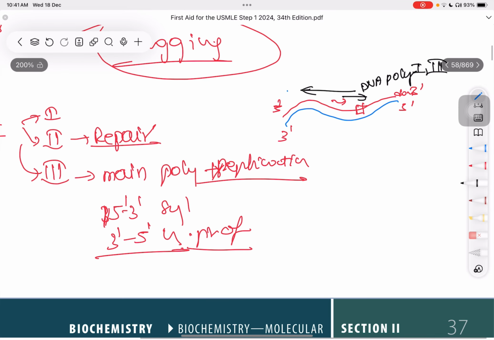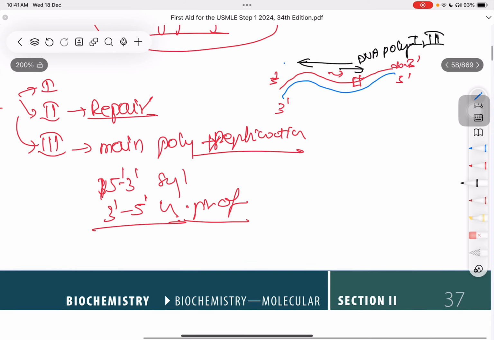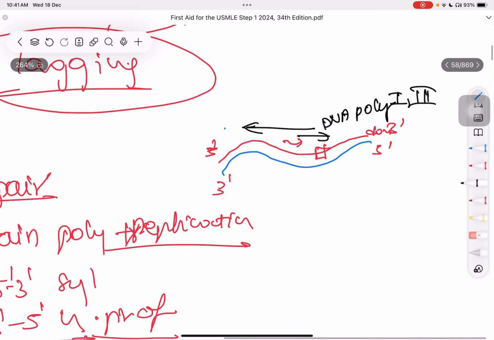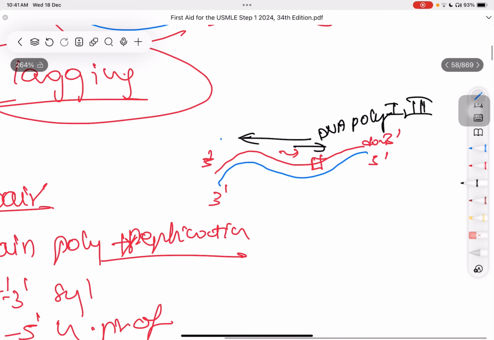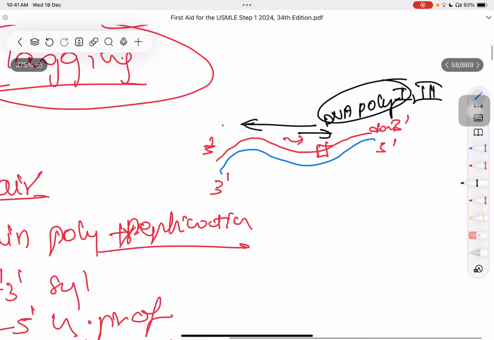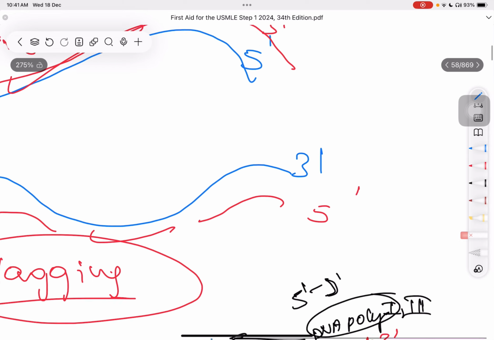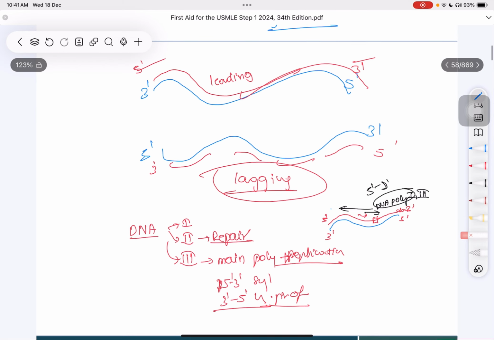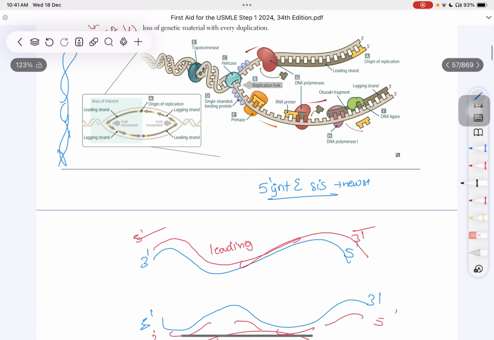And there is an extra activity for DNA polymerase 1 in the lagging strand. We'll discuss that, no problem. DNA polymerase 3 has only 3' to 5' proofreading, but DNA polymerase 1 also has 5' to 3' proofreading. This is used in the lagging strand. We will discuss it. So these are the basics.